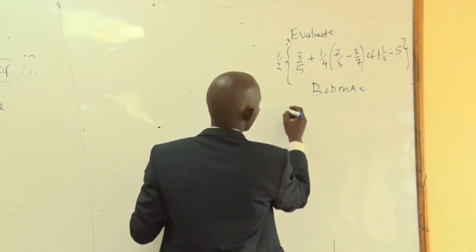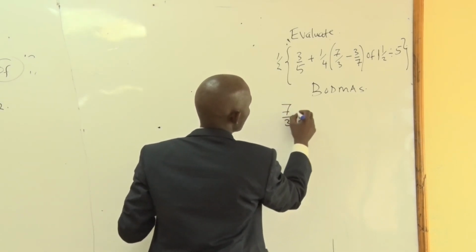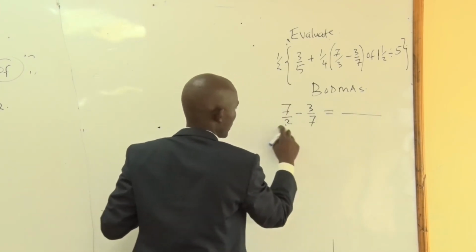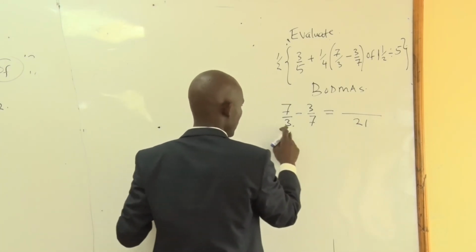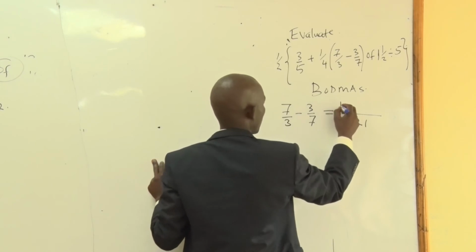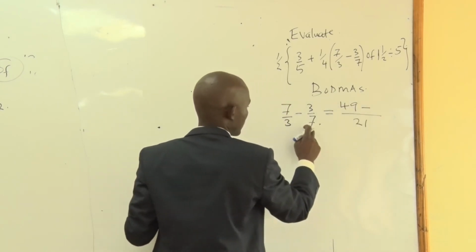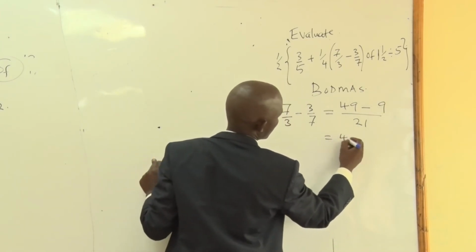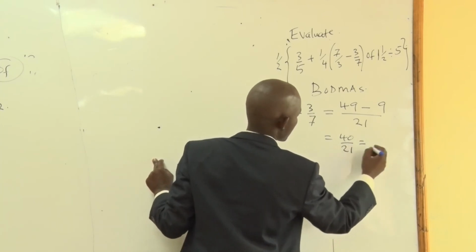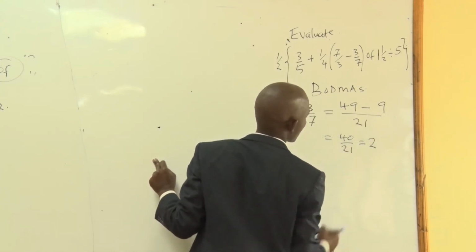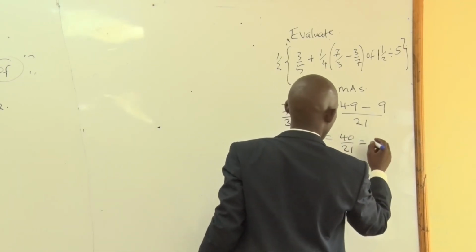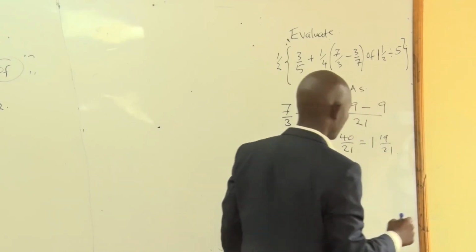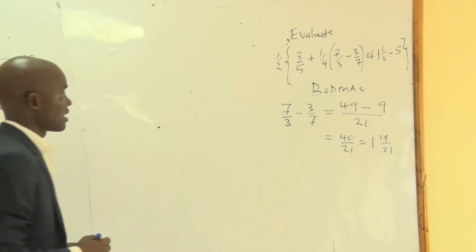The inner bracket is 7 over 3 minus 3 over 7. Remember, the LCM becomes 21. So 3 goes into 21 7 times, 7 times 7 is 49, minus 7 goes into 21 3 times, minus 9. So this becomes 40 over 21, which you can write as 1 and 19 over 21. So that is the first part.